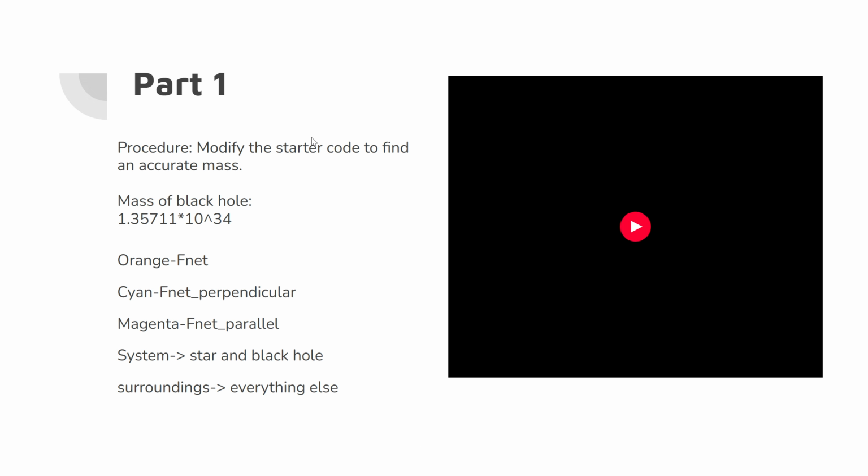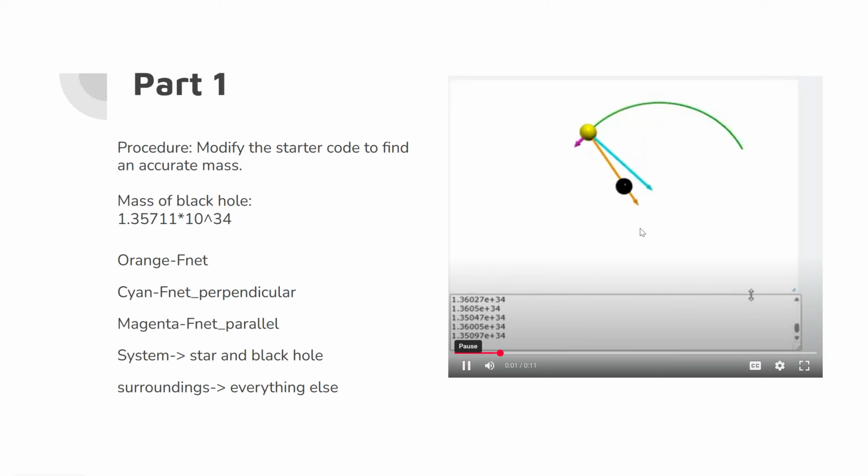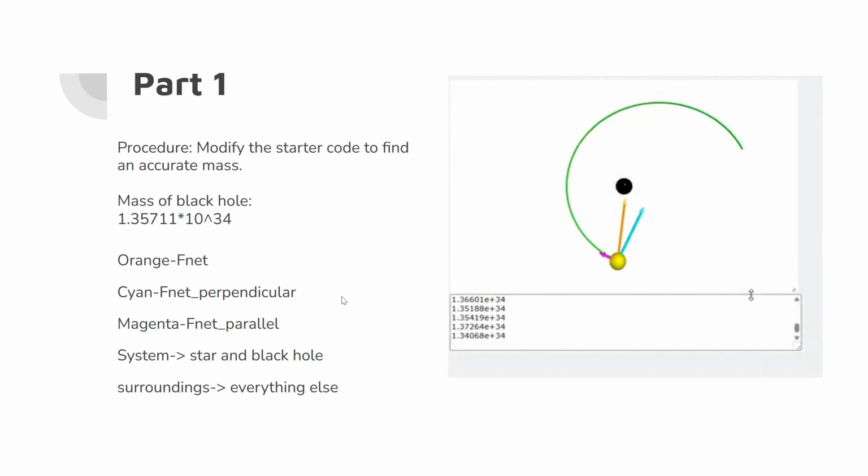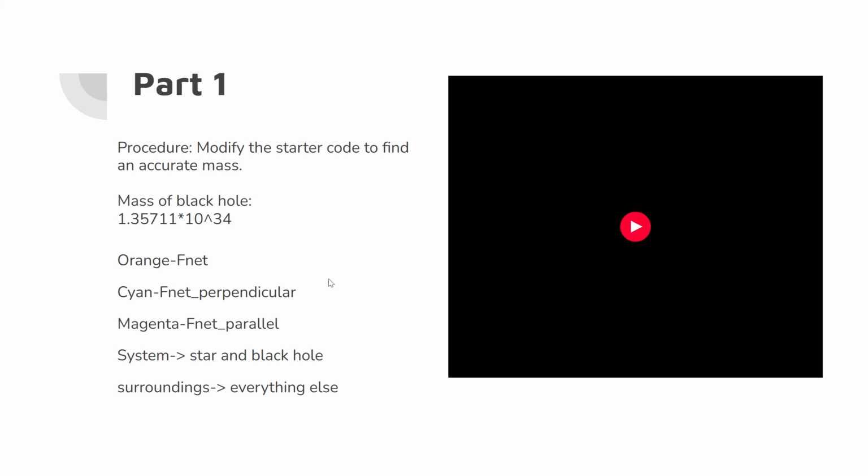For part one, we just modified the starter code, and after averaging all the values, we get the mass of the black hole to be 1.35711 times 10 to the power of 34. Here's what it looks like. Our orange arrow is Fnet, our cyan arrow is Fnet perpendicular, and our magenta arrow is Fnet parallel. Our system is the star and black hole, and our surroundings are everything else.